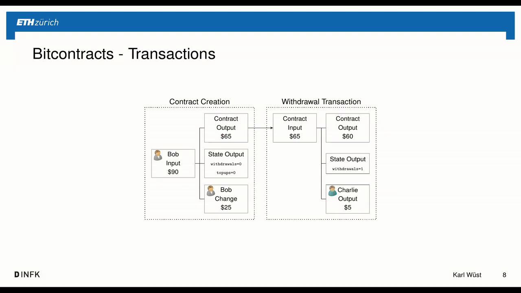And the new contract output also still references the same contract code, so it still stores a hash of the contract code, and it also stores a hash of the new state, which has now changed because the withdrawals variable was increased by 1, so the value is now 1. This information also needs to be stored, which happens in another state output, but since this is not the first transaction, we don't need to store the full state, but only the state update, in this case, the new value for the withdrawals variable.